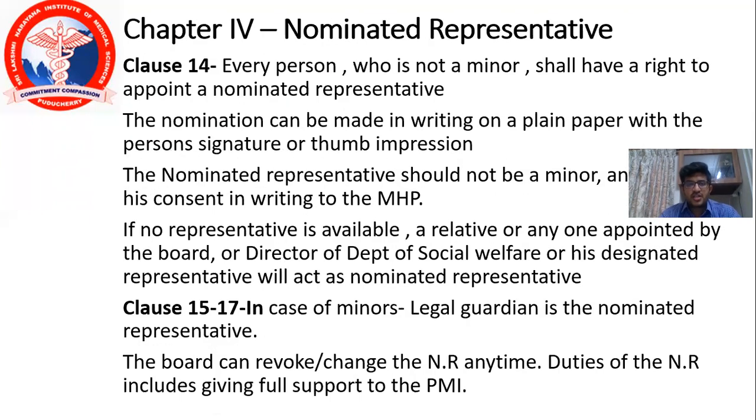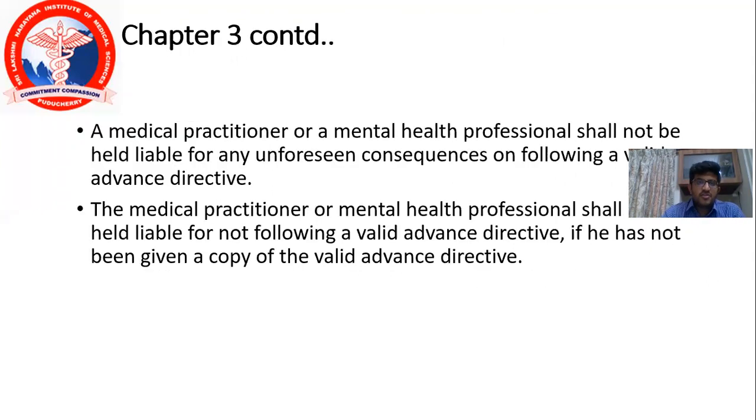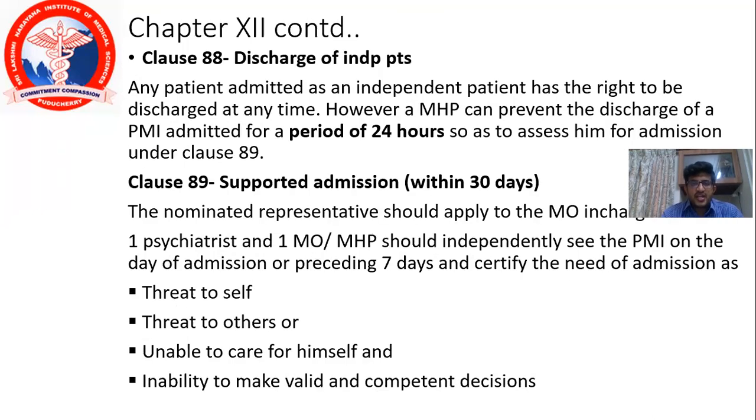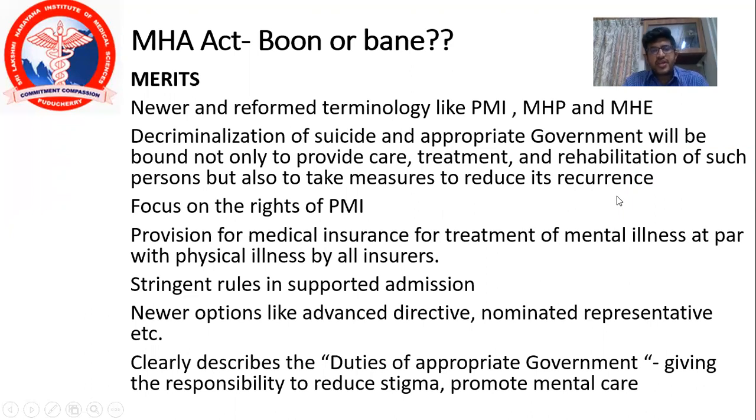The things to be noted were the newer additions of advance directive and nominated representative. Is the Mental Health Act a boon or a bane? What are the merits of the current Mental Health Care Act, enacted in 2017? There are newer and reformed terminologies, as I told earlier, like person with mental illness, mental health professionals, and mental health establishments.